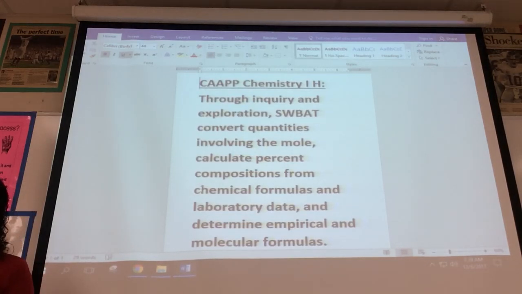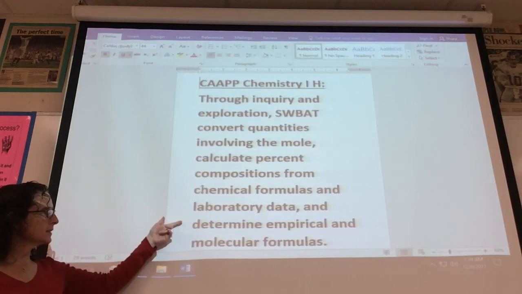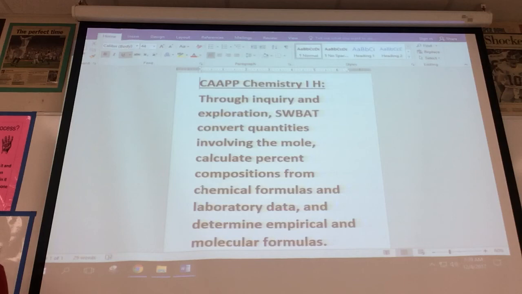So you really want to look over your labs to make sure you know how to calculate the percent of water experimentally. That is from laboratory data. Make sure you all understand how you calculated that. That's a very important concept that will be assessed on your test next week. Today and next time we're going to learn how to determine empirical and molecular formulas.